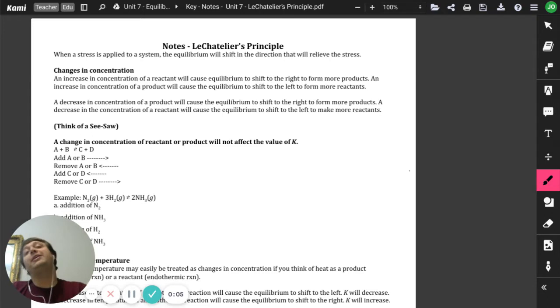So today we are going to be continuing our Unit 7 notes on equilibrium. And today's topic is going to be LeChatelier's principle. So what is LeChatelier's principle? Well, basically all it says is that when we apply stress to a system, the equilibrium is going to shift to relieve that stress. And so I tend to think of this kind of like a seesaw.